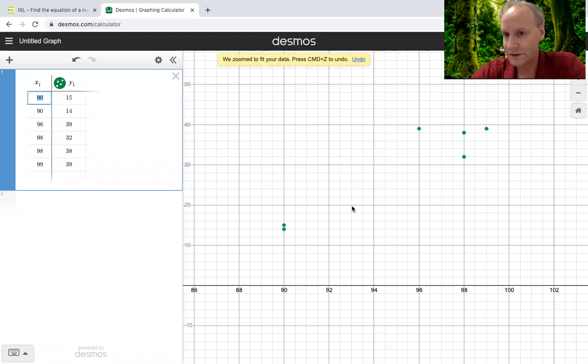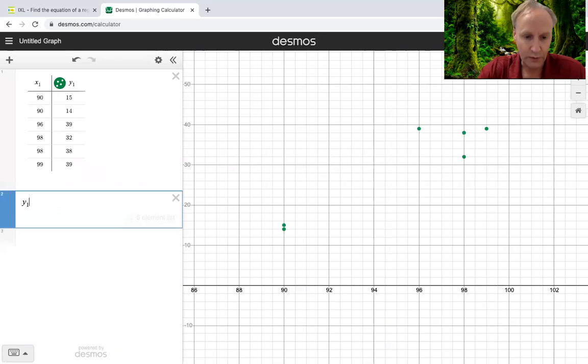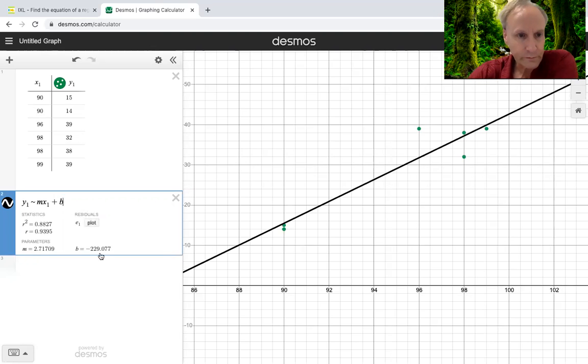There is a relationship. It is positive. It's definitely positive, and it's going up pretty rapidly. Let's interpret it in a minute here. We have y1 tilde mx1 plus b. Don't forget the plus b. The negative 229 doesn't have any real interpretation in life. But this 3 is very important.